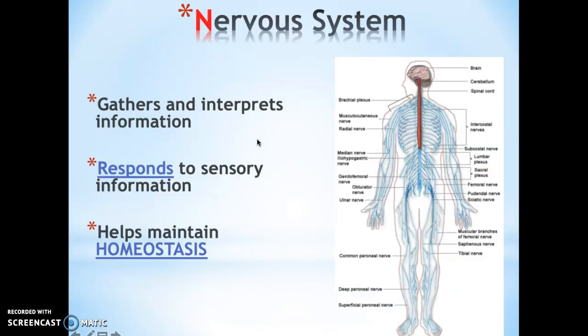Okay. The next one is the nervous system, and the job of the nervous system is to gather and interpret information. Your brain is the main source of this nervous system, and all your neurons and all of the nerves that you have, all the nerve cells that you have. Its main job is to gather information and to do something with that information so that it can later be passed around your body. It responds to sensory information, and it also helps maintain homeostasis. It helps maintain balance in your body.